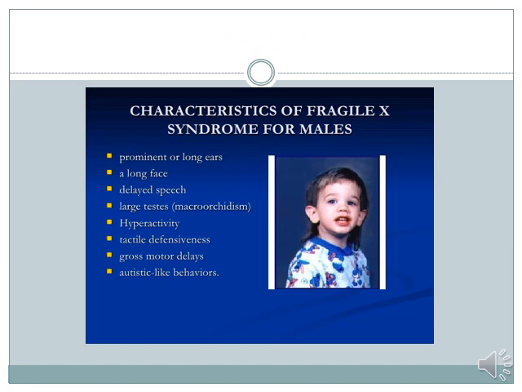This slide is showing you another child that has Fragile X and some of the characteristics: the prominent long ears, the long face, the delayed speech, large testes, macroorchidism, hyperactivity, tactile defensiveness, gross motor delays, and autistic-like behaviors.